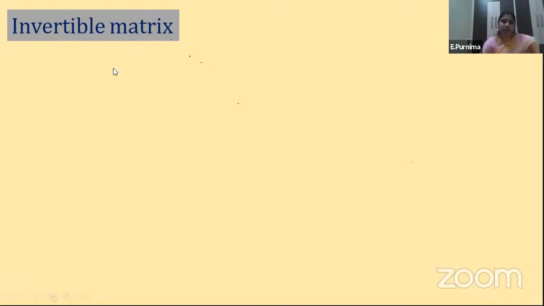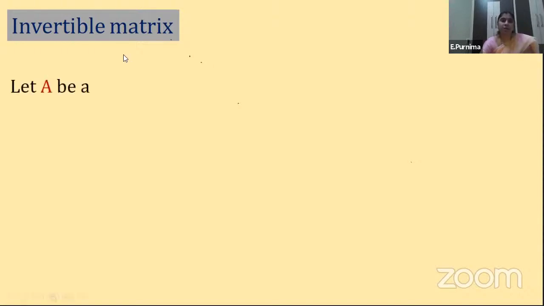So what is that multiplicative inverse? Invertible matrix means what? The matrix which has an inverse. A matrix which has a multiplicative inverse is said to be an invertible matrix. Okay. That means every matrix need not have an inverse, children. So there is a condition which must be satisfied, so that we say that the matrix has a multiplicative inverse, or the matrix is invertible.